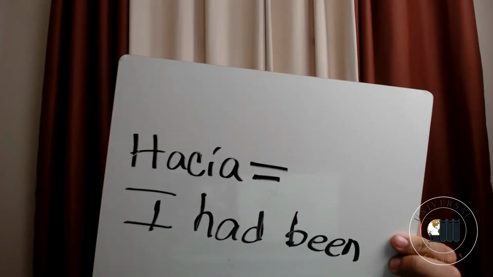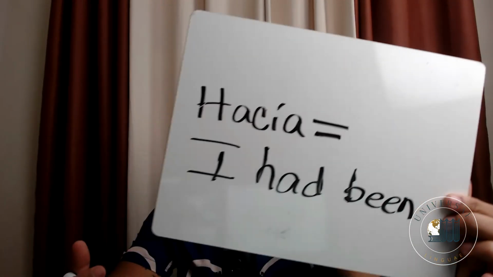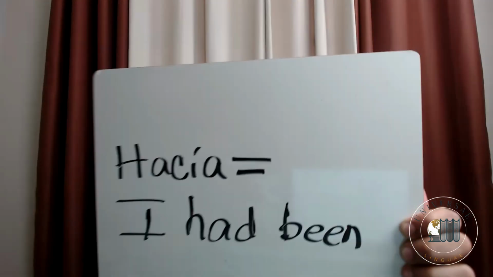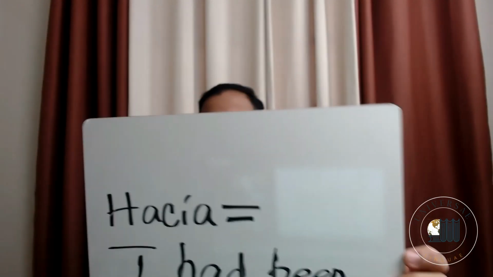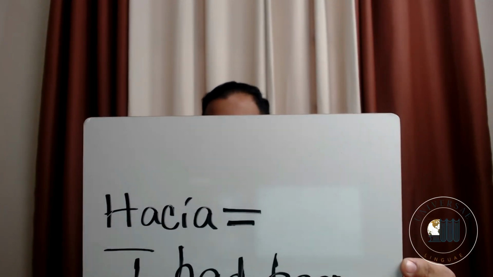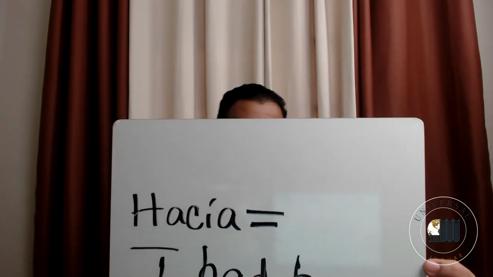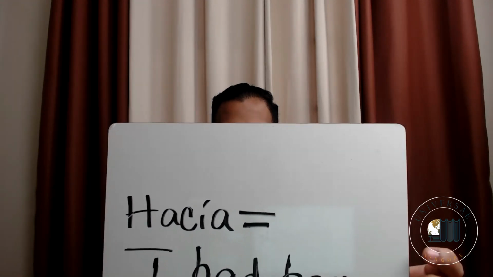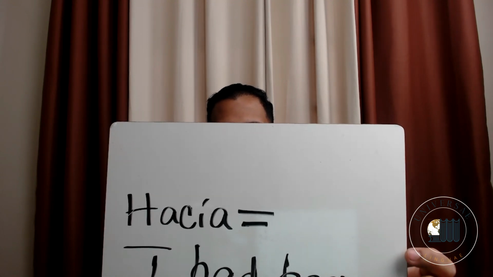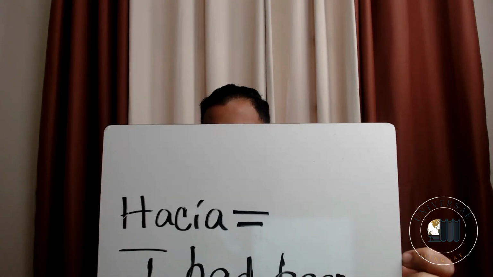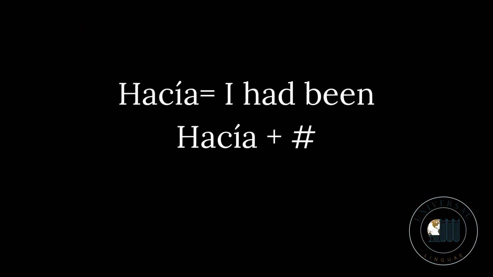Then after that, we have to write down the rest: watching, whatever. But the formula tells us that right after hacía, we cannot put the watching. We have to put the amount of time that we had been doing this action. So again, hacía is equivalent to I had been, plus the amount of time.